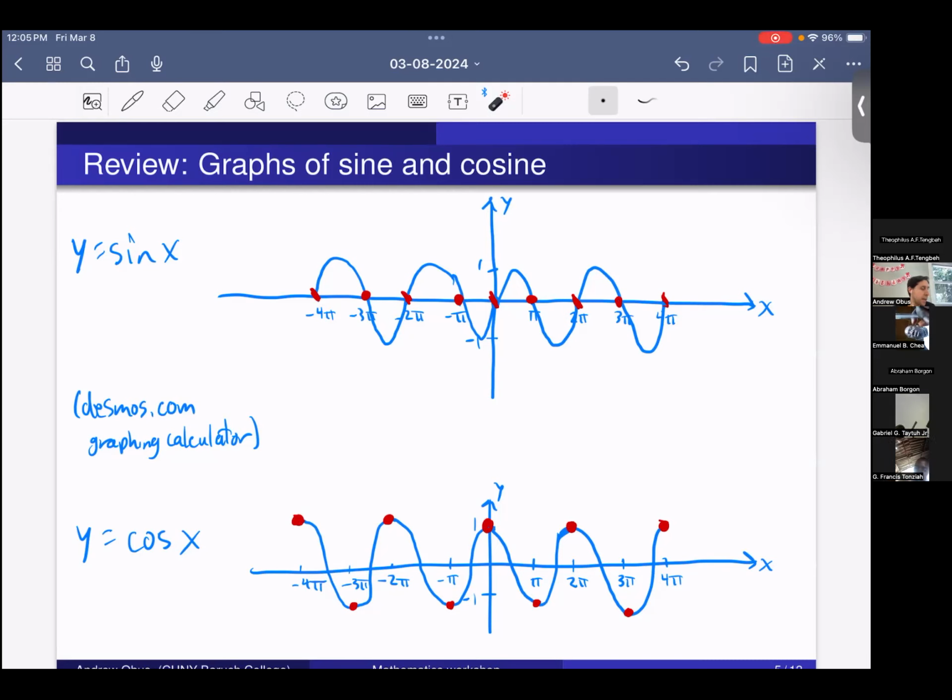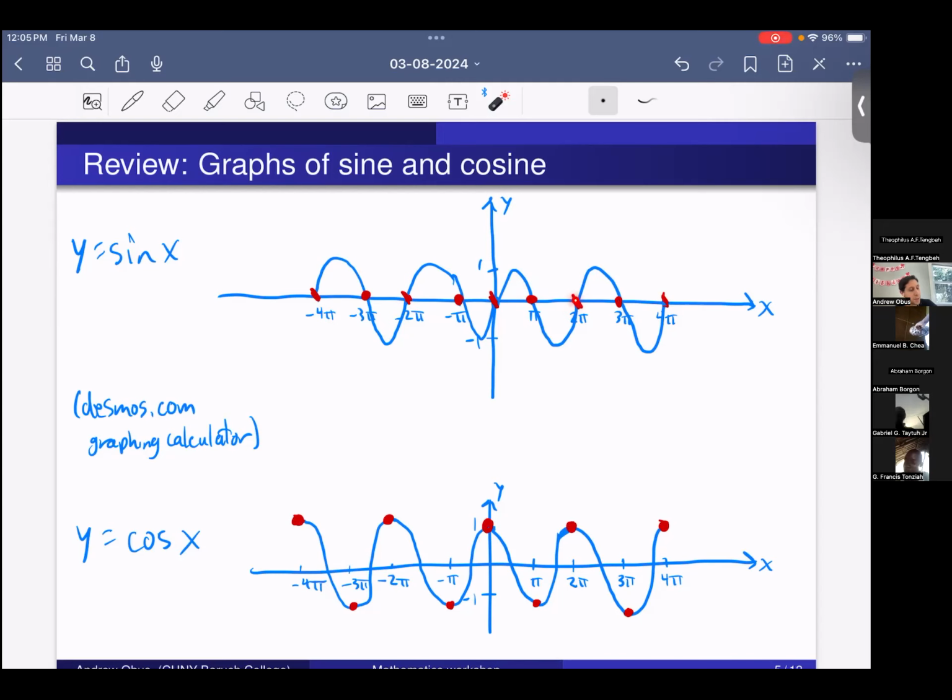And so for the period, you just have to start from 0 and look to see how far the graph goes before it repeats itself. So for sine, how far do you need to go on the graph before it repeats itself? Well, I'm going to go up and then down and up. And once I get here, you just have to notice that the graph starts to repeat itself again. Okay.